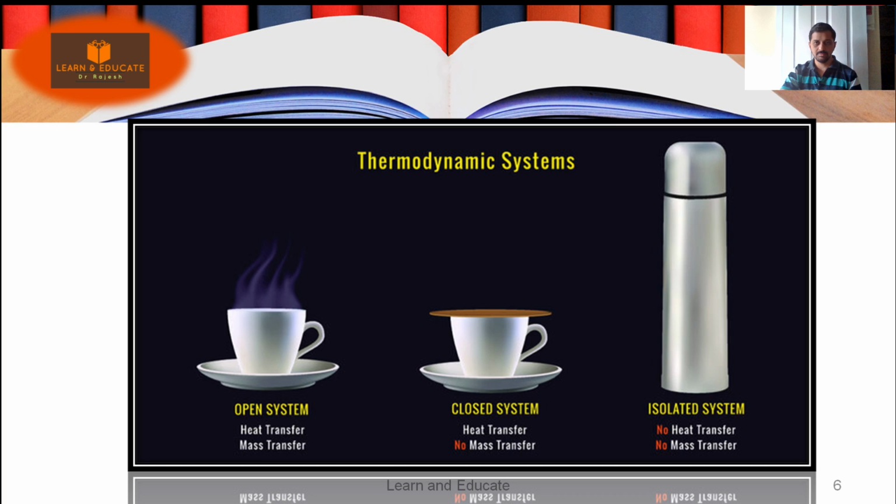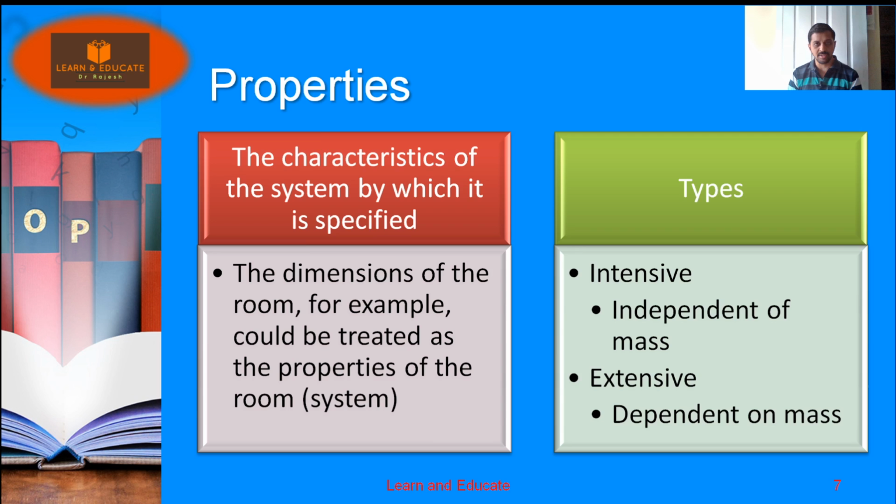Now the same room which you have considered as a system would be characterized by the dimensions of the room, the length, breadth and height, and how many occupants can be filled in the room, or how many objects are there inside the room, such as ceiling fan or switches, lights. So these characteristics by which the system is specified are termed as properties. There are two kinds of properties, intensive property and extensive property.